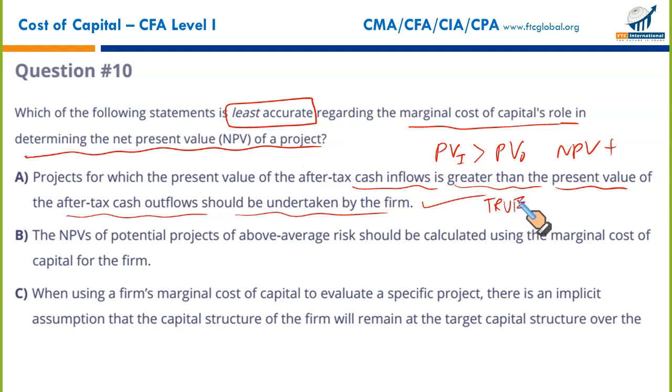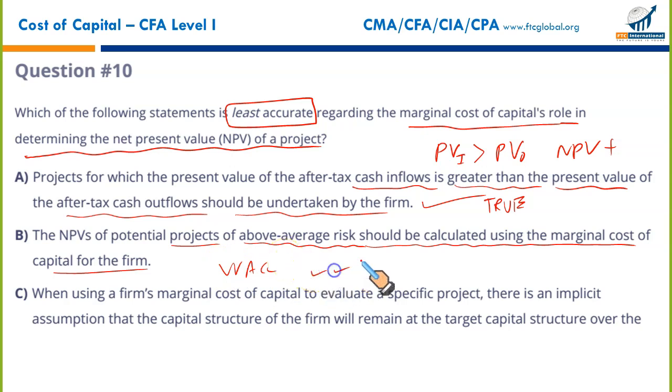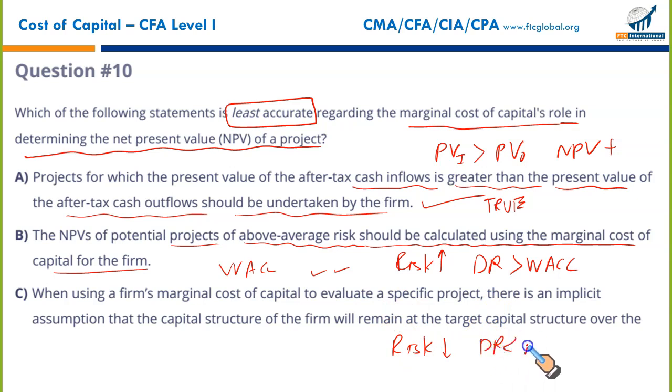The NPV of the potential projects of above average risk should be calculated using the marginal cost of capital for the firm. This is inappropriate. Your weighted average cost of capital is according to the existing risk of the firm. If you take on a project that is riskier than the current operations, then your discount rate should be more than your weighted average cost of capital. If you take on a project that offers less risk than the current risks, then the discount rate can be less than the weighted average cost of capital.